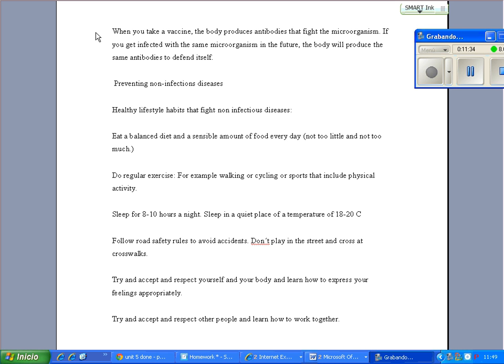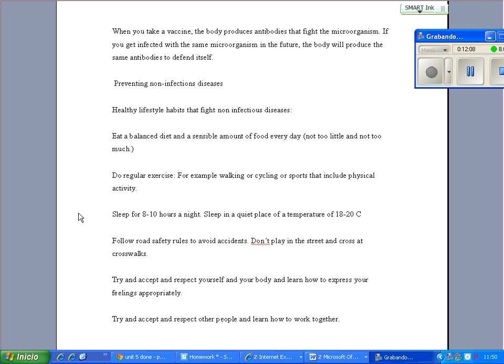Preventing non-infectious diseases. Healthy lifestyle habits fight non-infectious diseases. Eat a balanced diet and a sensible amount of food every day. Not too little and not too much. Do regular exercise. For example, walking or cycling or sports that include physical activity. Sleep for 8 to 10 hours a night. Sleep in a quiet place at a temperature of 18 to 20 degrees Celsius.